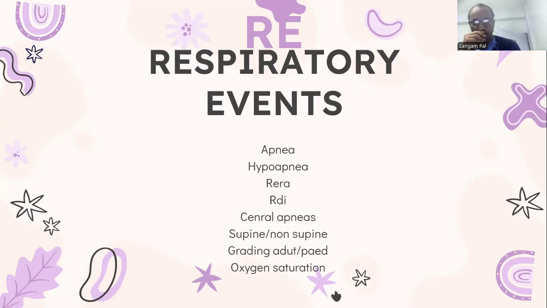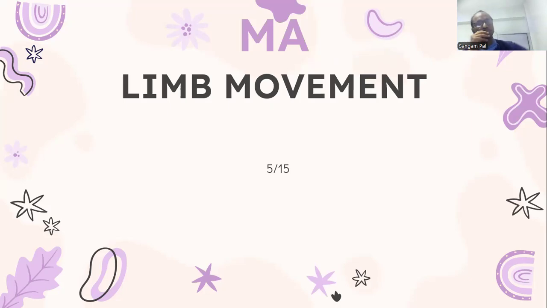So we go to another alphabet of Sa Re Ga Ma. First, we'll consider Ma, that is limb movement. So this investigation we are doing for the symptom of the patient having excessive daytime sleepiness. The patient has excessive daytime sleepiness because of not being able to sleep at night, that is frequent arousal. So this frequent arousal can be either because of apnea, hypopnea or RERA.